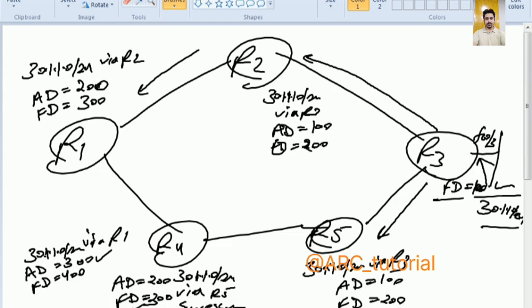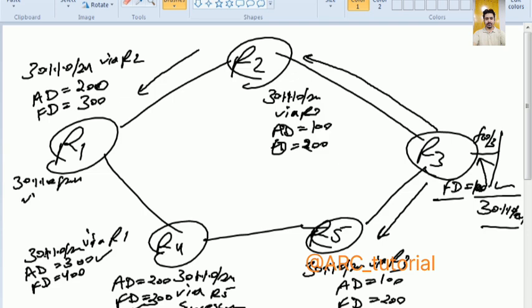But this time it is equal to the FD of the successor. That is why it will not become a feasible successor. Because R4 has not become a feasible successor, R4 will also give this update. It will also advertise its best path information towards R1. So R1 will also receive this.